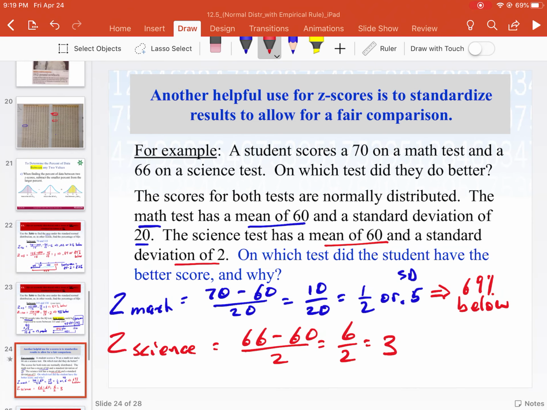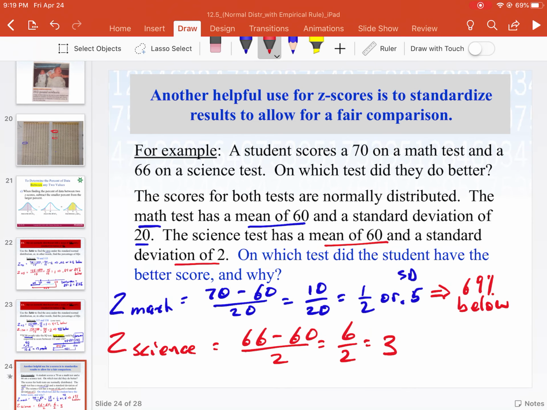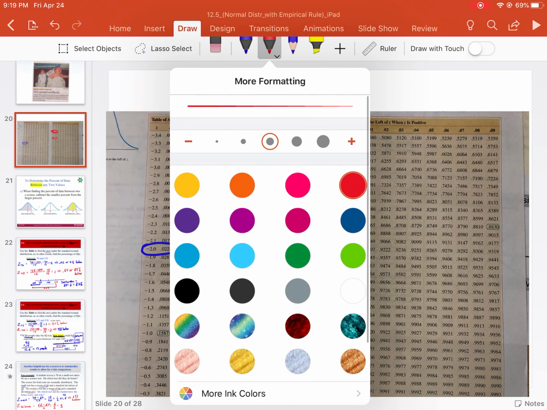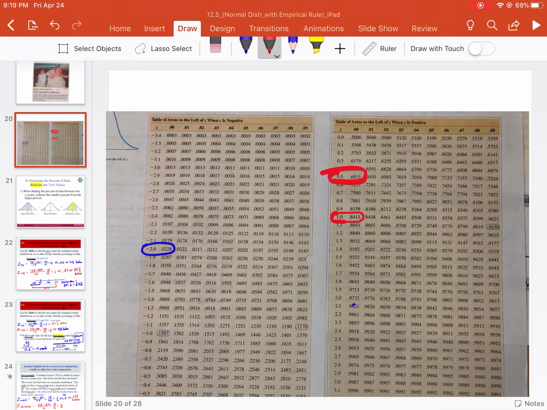How much better? Well, z-score of 3. Let's look it up. Z-score of 3.0. I'm not going to enlarge it. Can you see it? 0.9987. Wow. It almost rounds up to 100. I guess I'm going to call it 0.99. That's the best we can do.